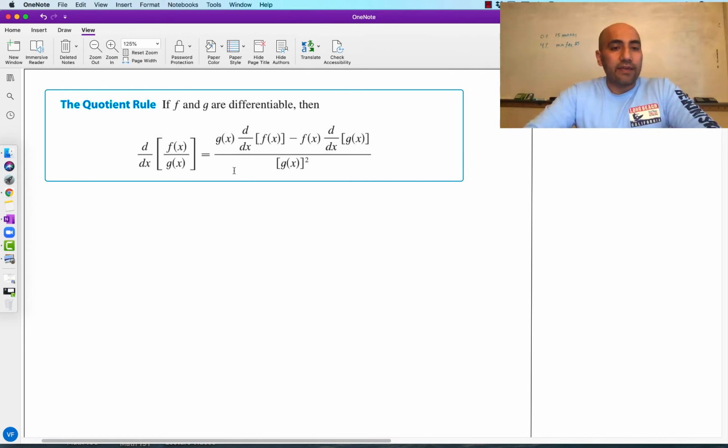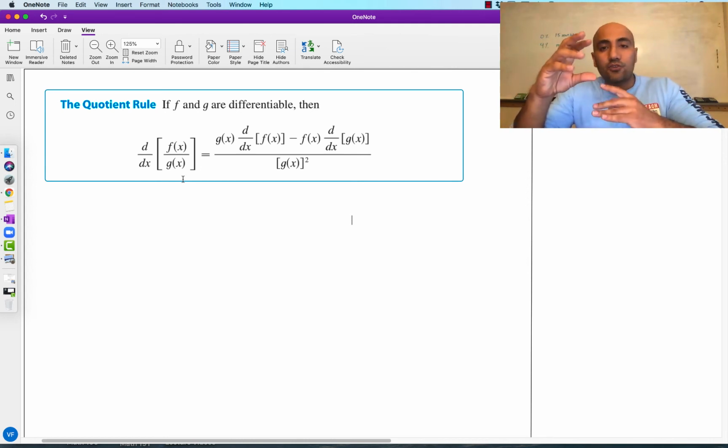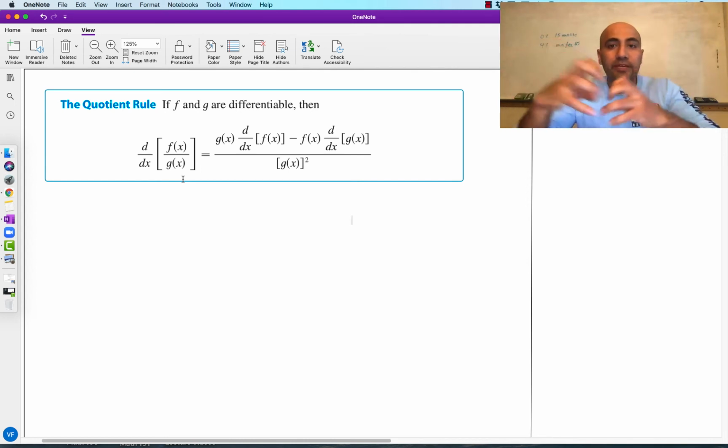So we're going to be using this rule when you want to find the derivative of a rational function, a fractional function. You have a numerator, you have a denominator, and both the numerator and the denominator are differentiable. So we get to treat them separately and then piece them together. And that's what makes this a very, very useful rule, the quotient rule. Okay, now remember the order.